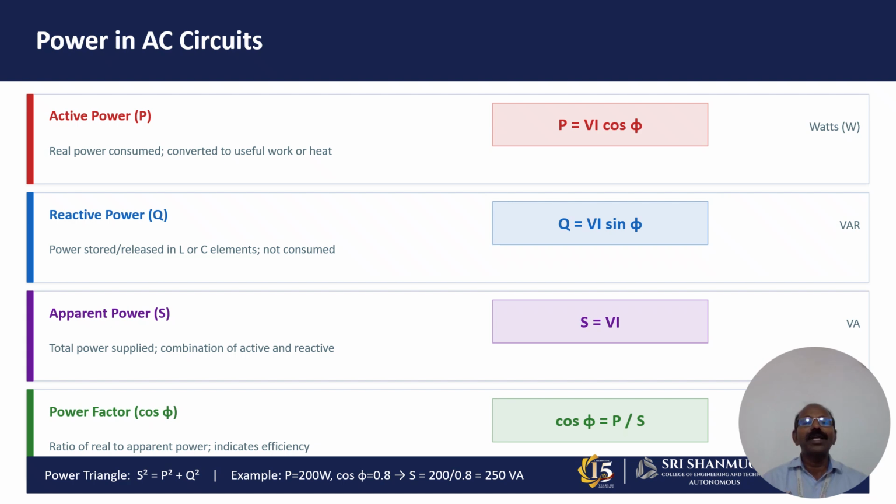Generally, P is equal to VI cos phi and apparent power is equal to V into I. So if you want the power factor cos phi, you have to divide the real power P by the apparent power. Then you will get the power factor.